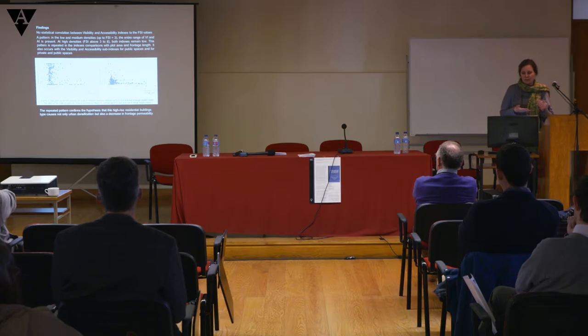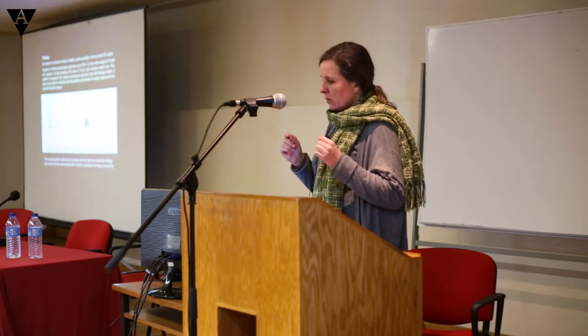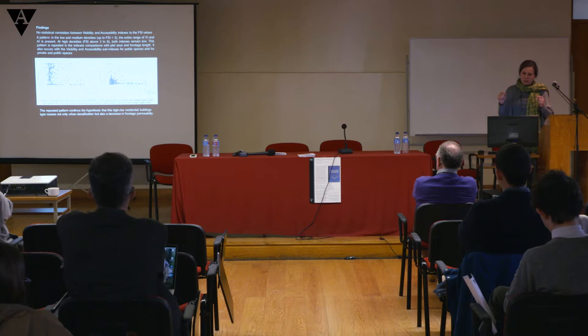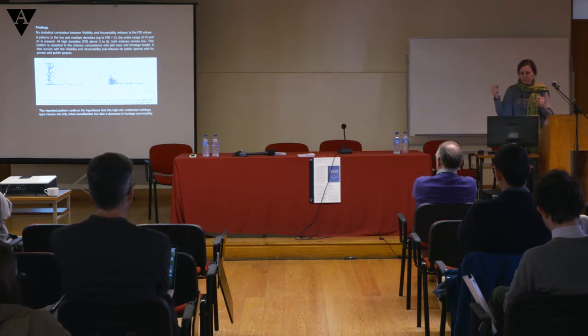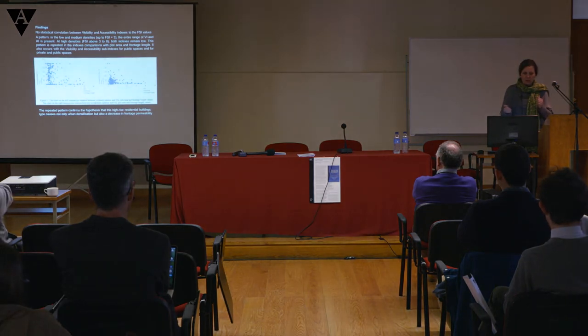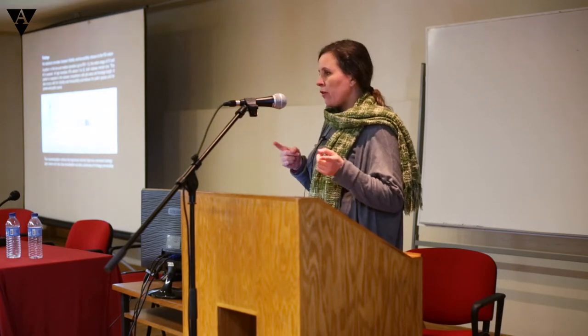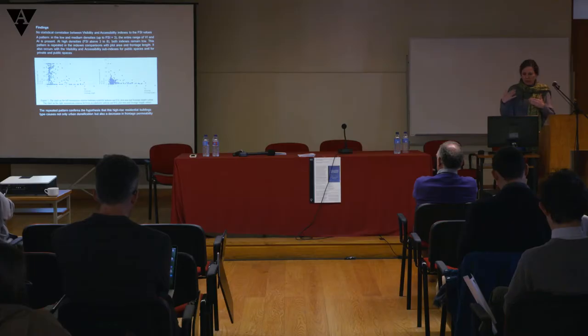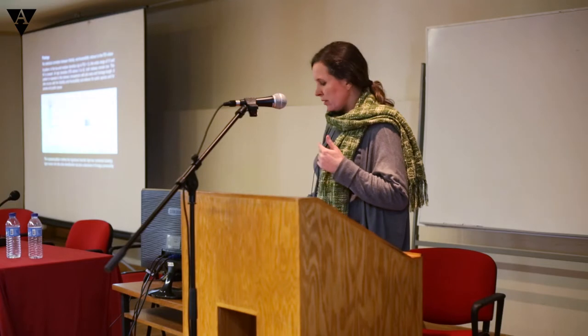At high densities, FSI above 3 to 8, both indexes remain low. So this pattern is repeated in the indexes comparisons with plot area and frontage length. It also occurs with the visibility and accessibility sub-indexes for public space and for both private and public space. And this repeated pattern confirms the hypothesis that this high-rise residential buildings type causes not only urban densification, but also a decrease in frontage permeability.